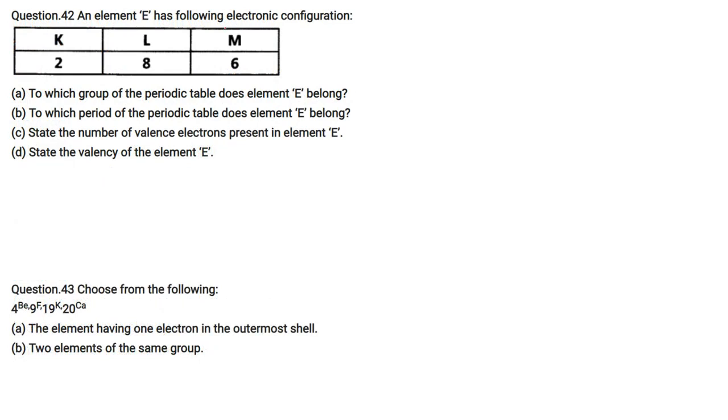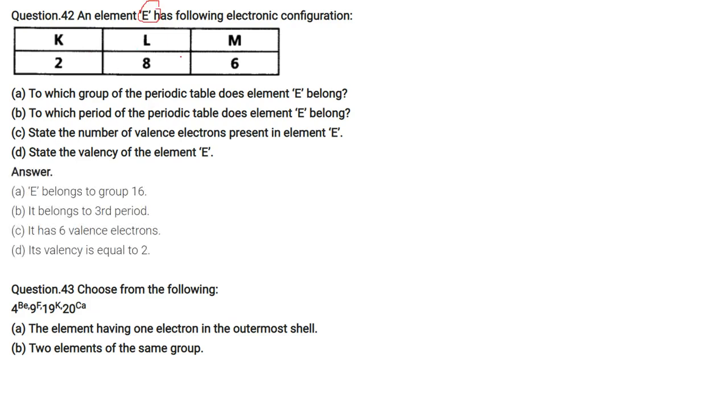An element E has the following electronic configuration K, L, M: 2, 8, 6. To which group of the periodic table does this E belong? This E belongs to group 16, 2, 8 and 6, that is 16. To which period of the periodic table does this element E belong? It belongs to the third period. Why? Because K, L, M, 3 shells are there. That is why it belongs to the third period.